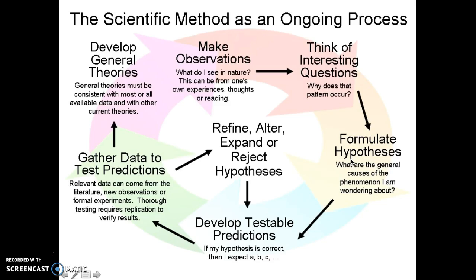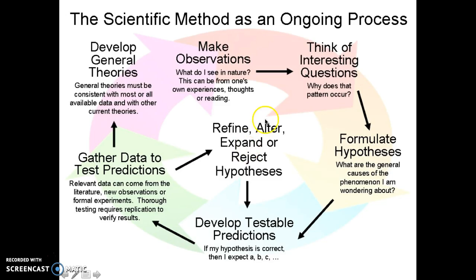What are the causes of this phenomenon that I'm wondering about? Then we develop testable predictions. If my hypothesis is correct, then I expect A, B, and C. We gather our data. All right, this is where you actually do the experiment. And then you're going to either refine, alter, expand, or reject your hypothesis. Okay, keep going, keep going. And then at the end, you're going to develop a general theory.